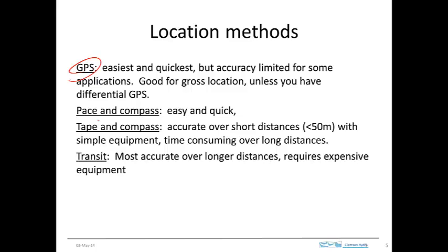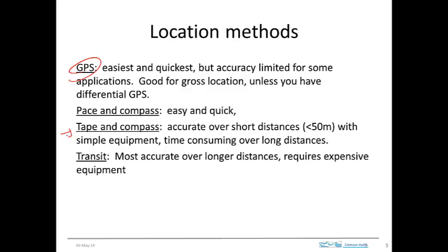If you don't have the equipment, or if you need something that is a fairly small map, then a pace and compass map can be a bit more accurate than GPS. It's easy and quick to do. If we replace the pacing with a tape, we can get even better accuracy.